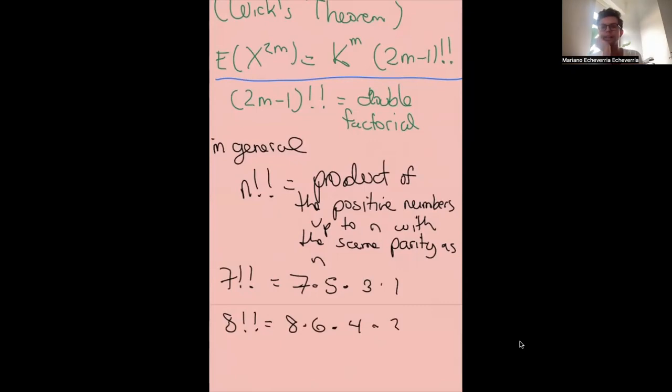So that's what, in this case, obviously, for m equals 1, which is the one that we just computed, right? Because for the integral of e to the minus k x squared, you plug in m equals 1, you get k, right? K to the 1 is just k, and 2m minus 1 becomes 1 double factorial, and 1 double factorial is just 1, right? So that's why you just get k.